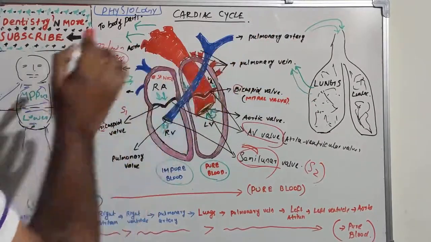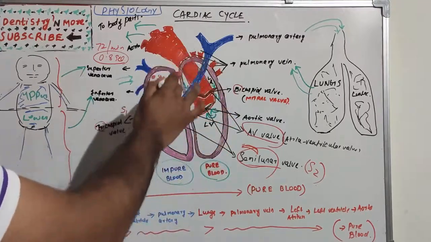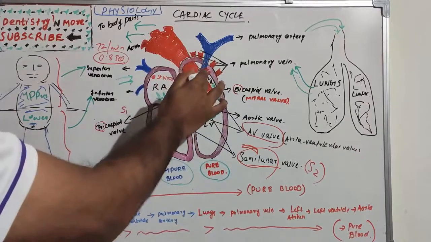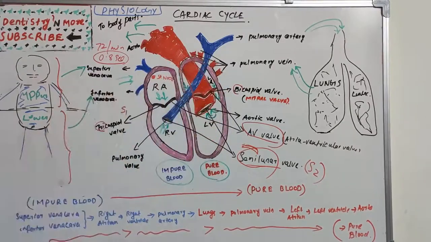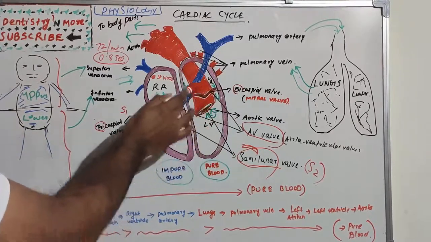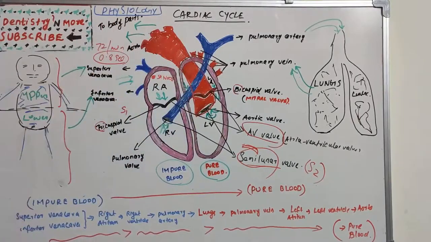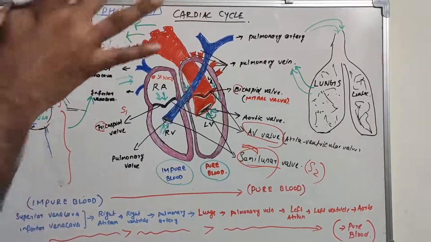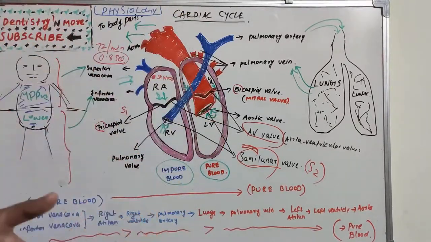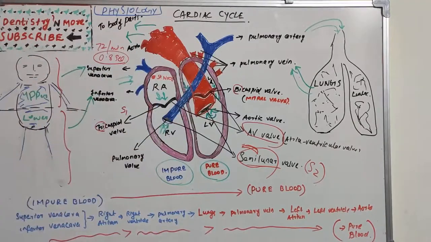So it reaches left atrium. So this part contains only pure blood. From left atrium, it goes to left ventricle via bicuspid or mitral valve. From left ventricle, it goes to the different parts of the body via aorta. Okay, so this is how impure blood comes to the heart, goes to lungs, gets purified, comes back to the heart, and gets distributed to various parts of the body.